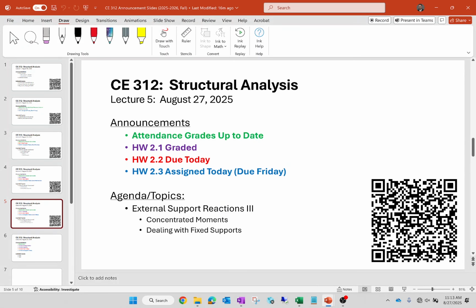Okay, everybody. So now that we've had our homework discussion and whatnot, we can go ahead and just get right into the wonderful world of concentrated moments and fixed supports, because that's really our discussion point for today: dealing with concentrated moments. And a fixed support is really just a pinned reaction that has one more reaction. It's a concentrated moment reaction. So really, concentrated moments are the star of the show today.